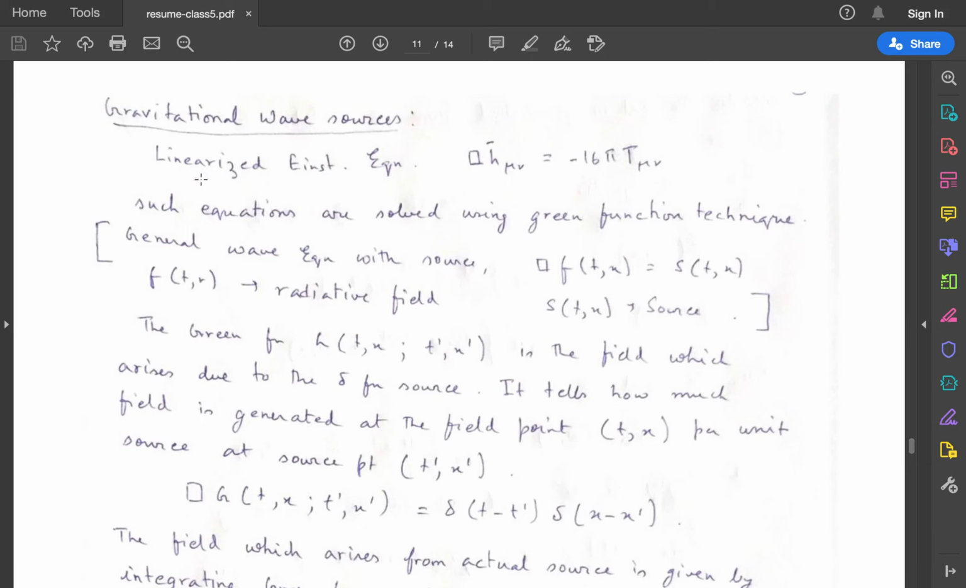So the linearized Einstein equation, which has a source, is of this form. This is the trace-reversed metric perturbation. There is the d'Alembertian of that, which is equal to 16π T_μν. Okay, there will be a half there, which makes it a minus 16π T_μν.